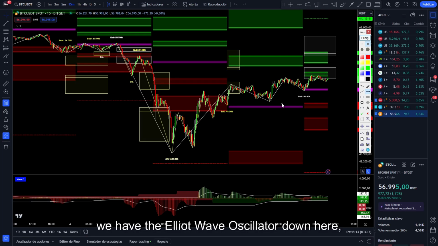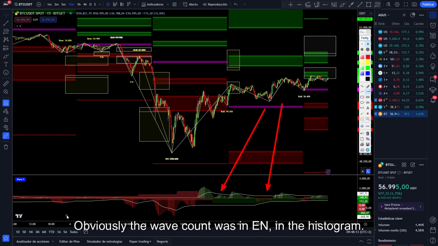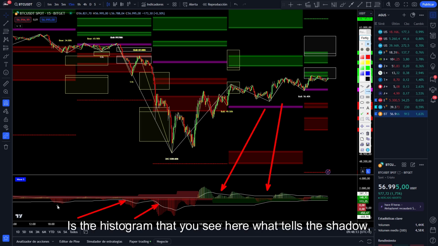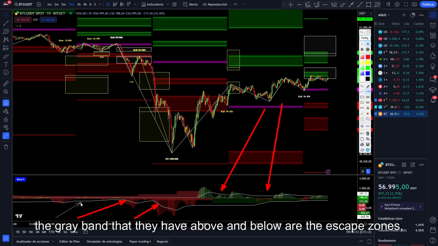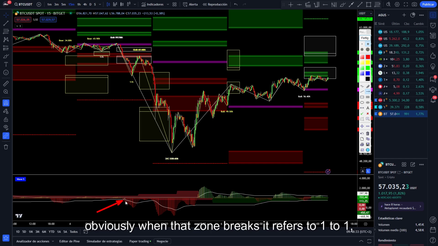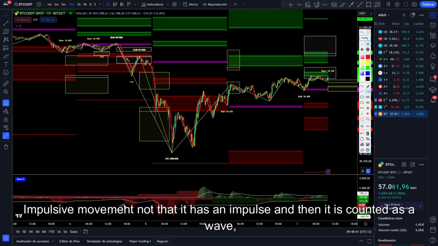Now we have the Elliott wave oscillator down here. It has the exhaustion bands. The histogram that you see here is what tells the wave count. The gray bands above and below are the exhaustion zones. Obviously, when that zone breaks, it refers to an impulsive movement, and then it is counted as a wave.